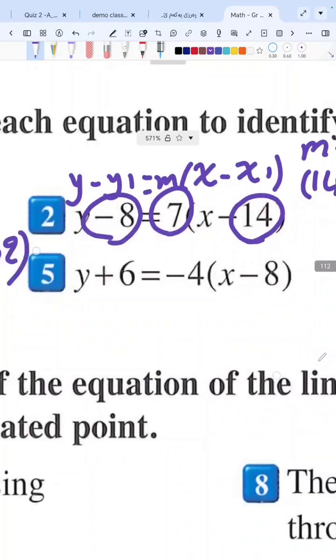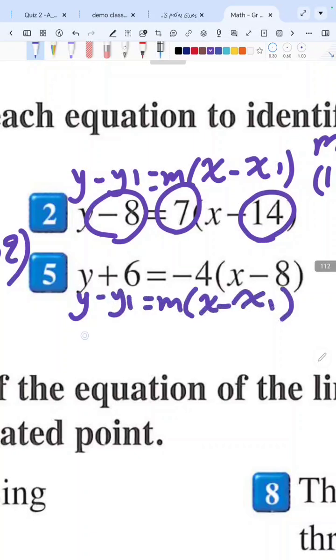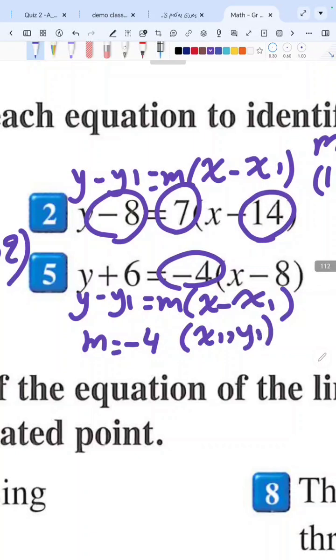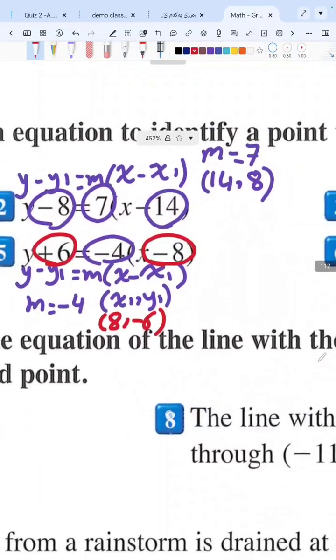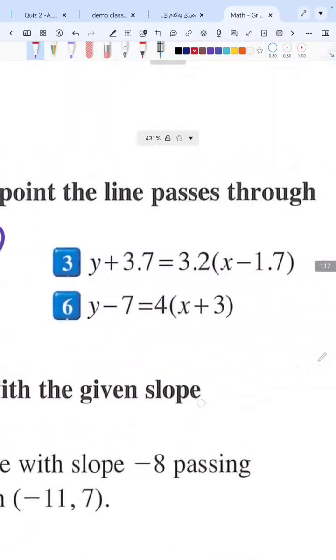Okay, it's so easy. Again, write the rule of point slope: y minus y1 equals m times (x minus x1). m equals what? As you can see here, we have negative 4. x1, y1 equals what? Here we have, what's the opposite of negative 8? It's positive 8. Can I write positive 6? No, you have to change it to negative. So it will be 8 and negative 6. So always write the point with the opposite sign.